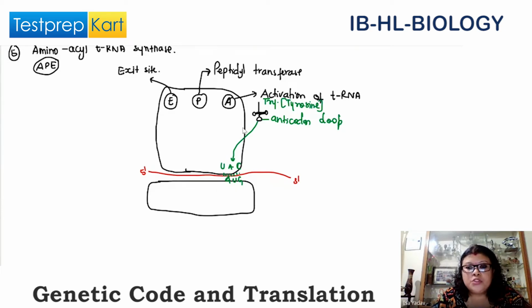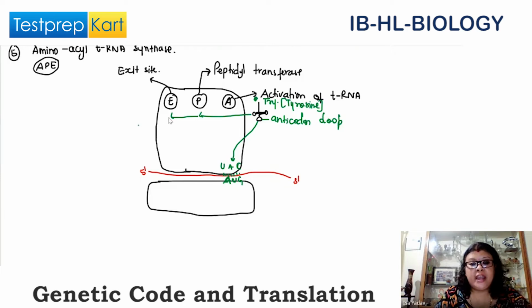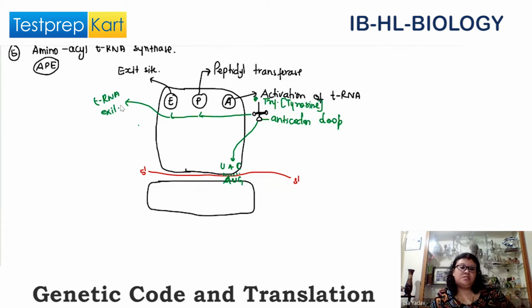So when we talk about UAC, this is AUG here. So we have an amino acid, tyrosine, here. Now this is over. So this amino acid will go to the P site. Then after that, it will go to this particular tRNA, and then the tRNA will exit. Clear?